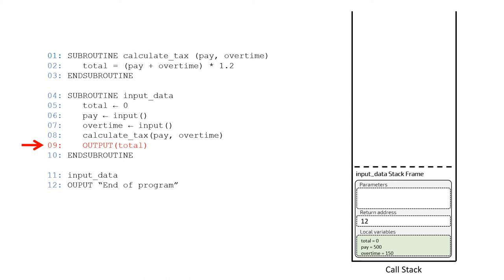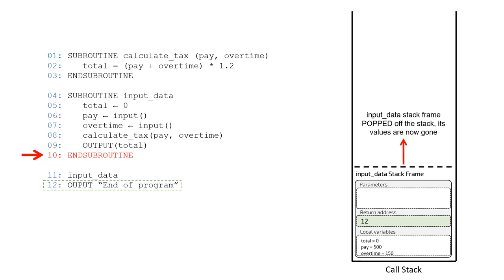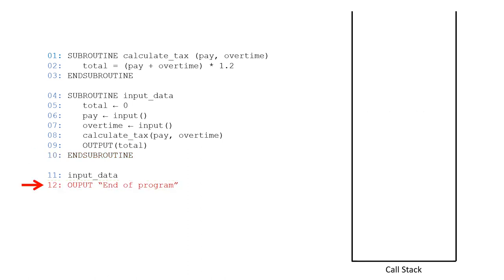We then hit line 9 that says output total. Well, we're outputting the total value that exists inside the stack frame that's currently on the top of the stack, which is input_data, and that is still 0. So this program actually has an error in it. It's syntactically correct, but logically we've got a problem. We hit end subroutine, and again that means we're going to pop the stack frame that's on the top of the stack, which is input_data, and use the return address field of 12 to know where to go next. We now have an empty call stack and we've reached the last line of our program that outputs end of program.